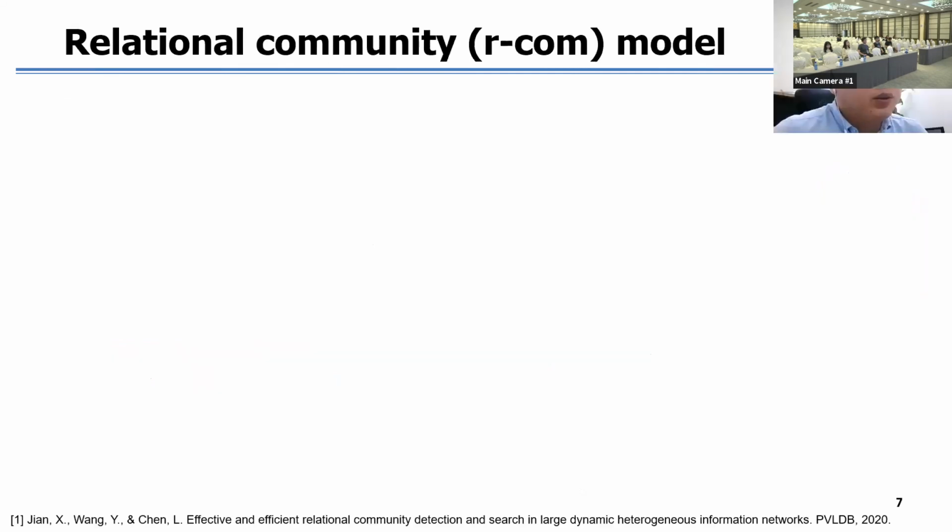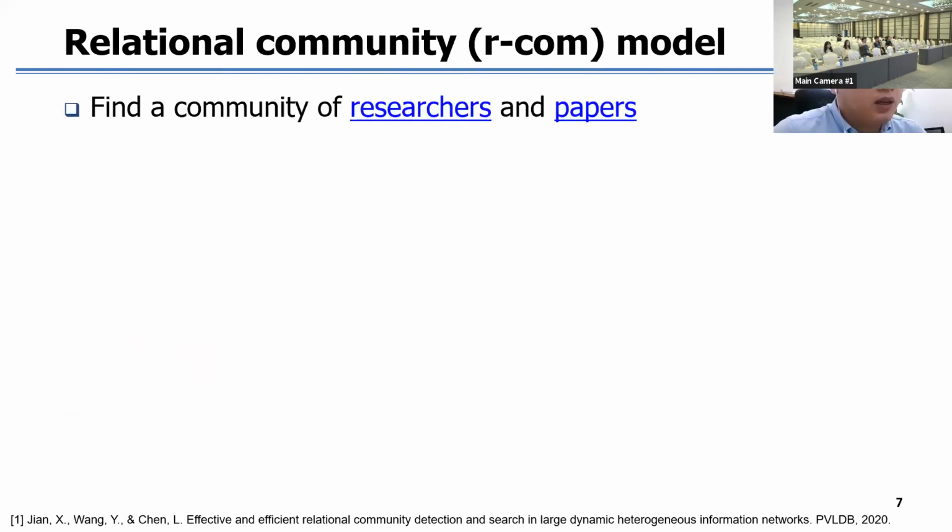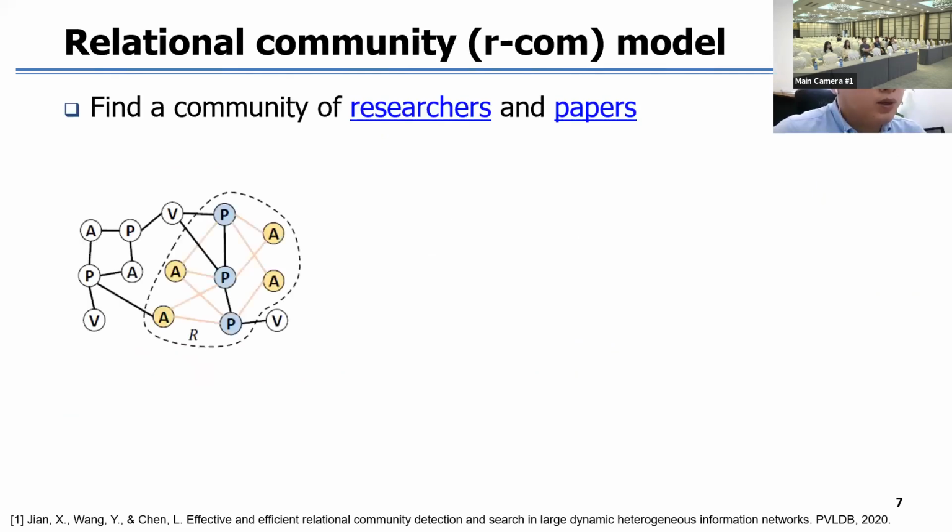Next, let me introduce the relational community model, which is also called the RCOM model. This model is designed for modeling a community of vertices with multiple types. Here is the motivating example. Suppose we have a DBLP network. There are some authors, some papers, some venues. Then the goal is to find a community of researchers and papers.